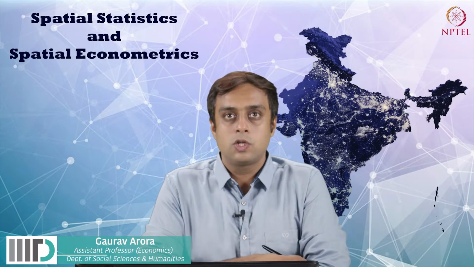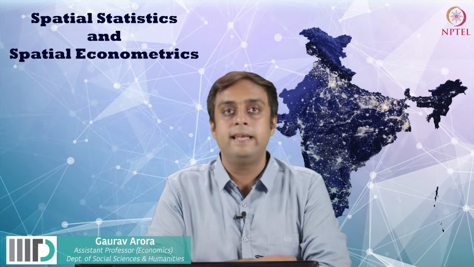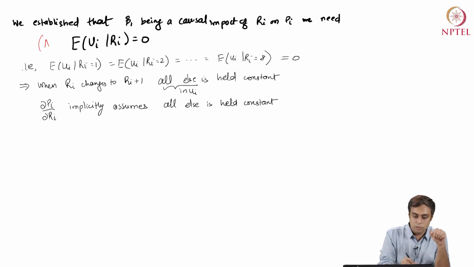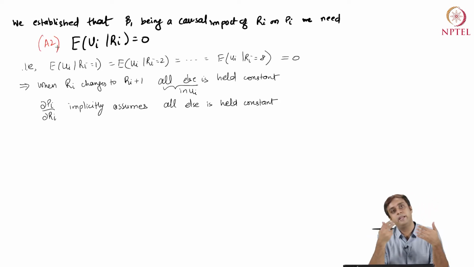Welcome back. So in the previous part of the 16th lecture, we established that beta 1 will represent a causal impact of the number of rooms on the price that is realized in the market for a particular home. That is, the causal impact of Ri on Pi is given by beta 1 if we have a crucial assumption A2 satisfied, which means expectation of Ui given Ri is 0.